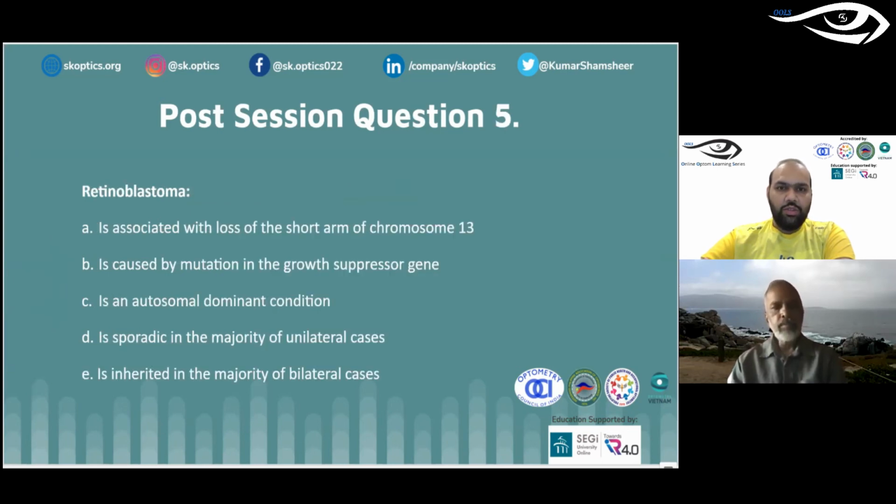Retinoblastoma: which is the correct one? It's associated with loss of the short arm of chromosome 3. It is caused by mutation in a growth suppressor gene. It is an autosomal dominant condition. It is sporadic in the majority of unilateral cases. It is inherited in a majority of bilateral cases. So the very strongly right answer is that it is an autosomal dominant condition, which is C.